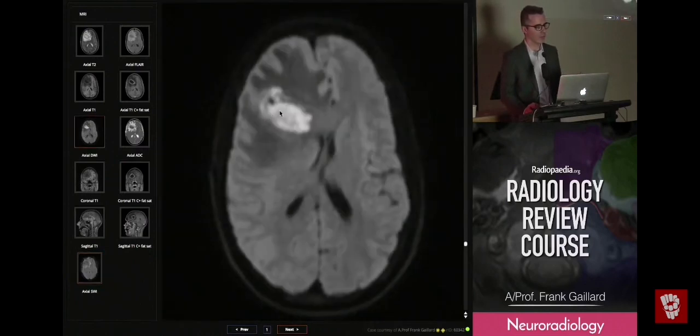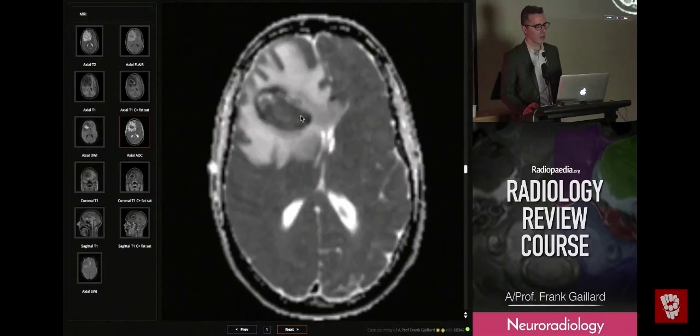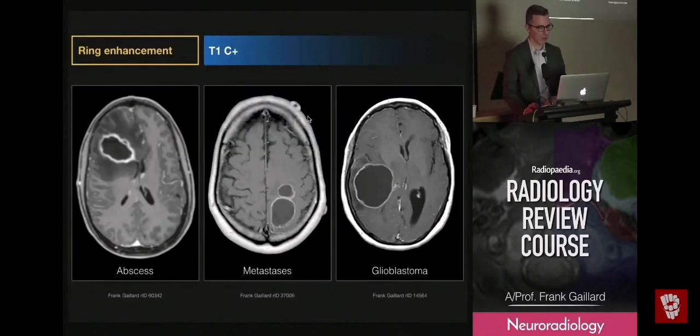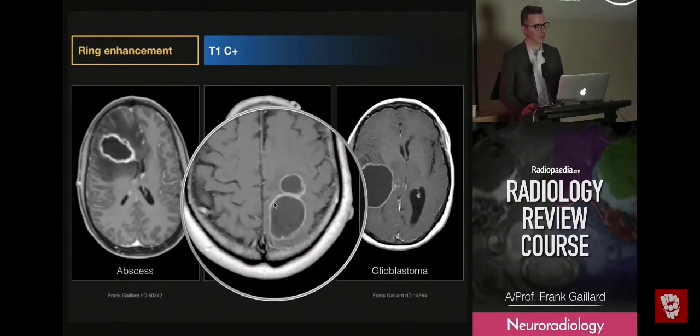We all know and love diffusion restriction, low on ADC, lots of vasogenic edema around it, because the blood-brain barrier in that area of inflammation is broken down because of all those cytokines. So ring enhancement of the other two, very different process.